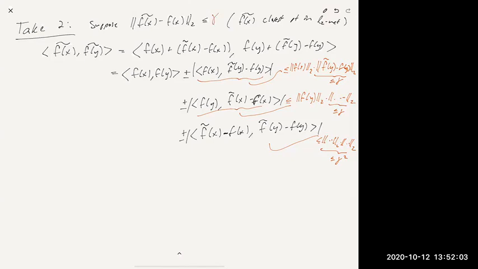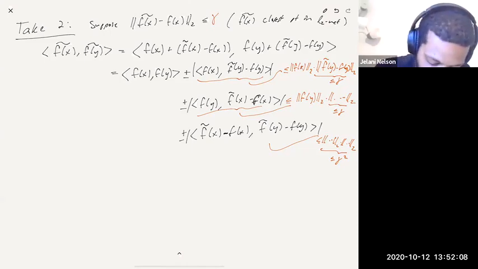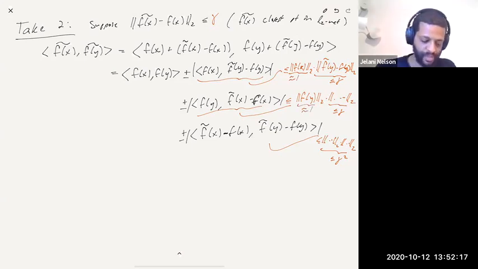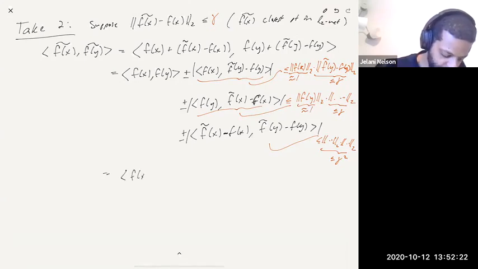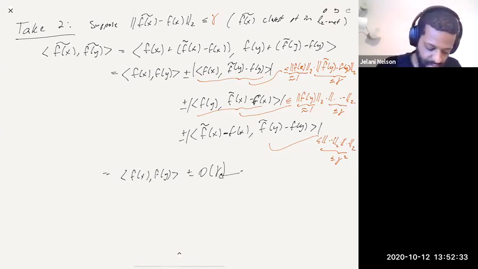Okay. So now what do I know about the L2 norm of f of x? Again, this is basically at most 1 plus epsilon. So it's roughly at most 1, and this is roughly 1 as well. So this whole thing is definitely f of x dotted with f of y, plus or minus basically O of gamma, right? Because I have roughly 2 gamma plus gamma squared, which is O of gamma. So I can set gamma to be, again, some c times epsilon.